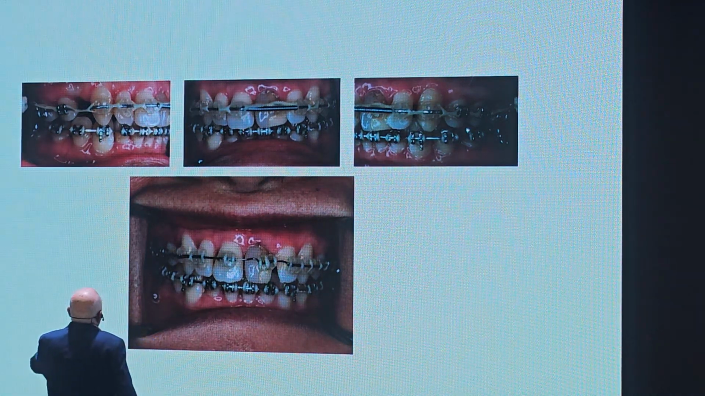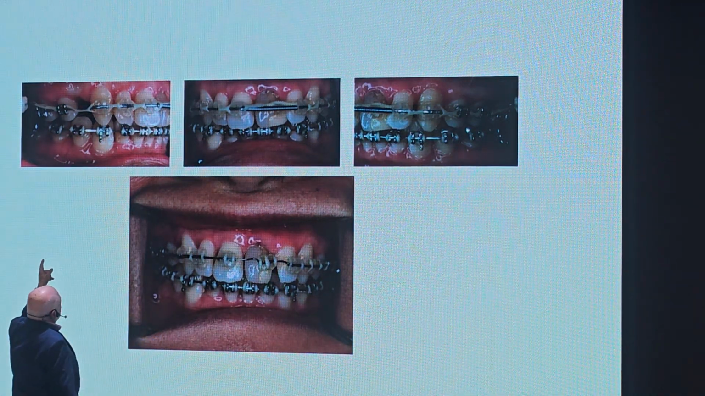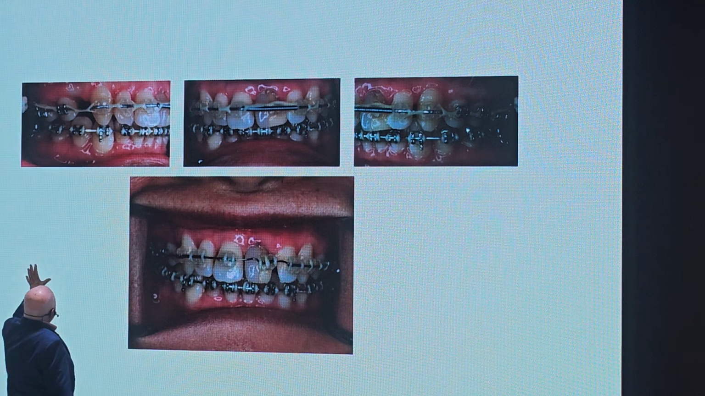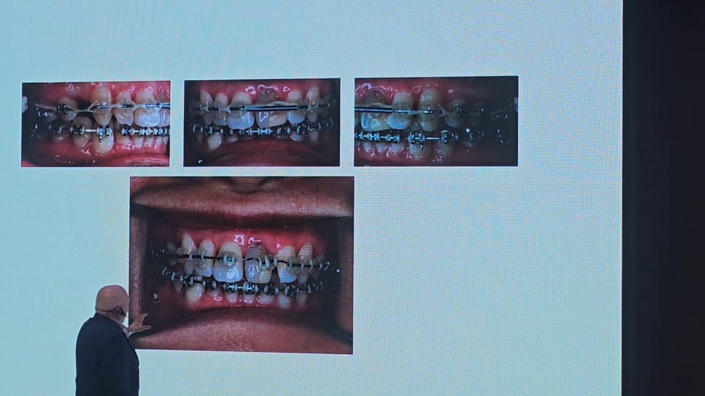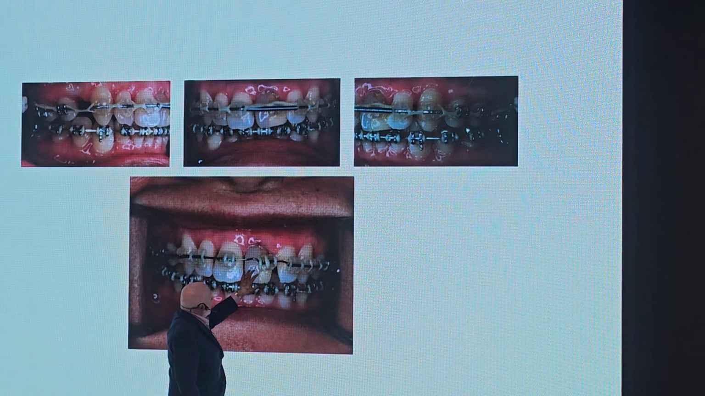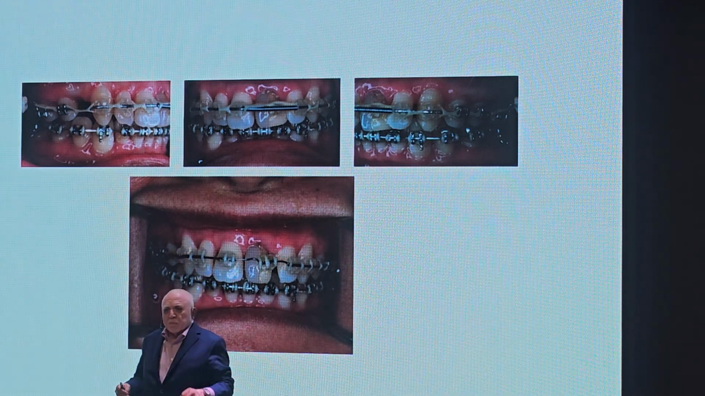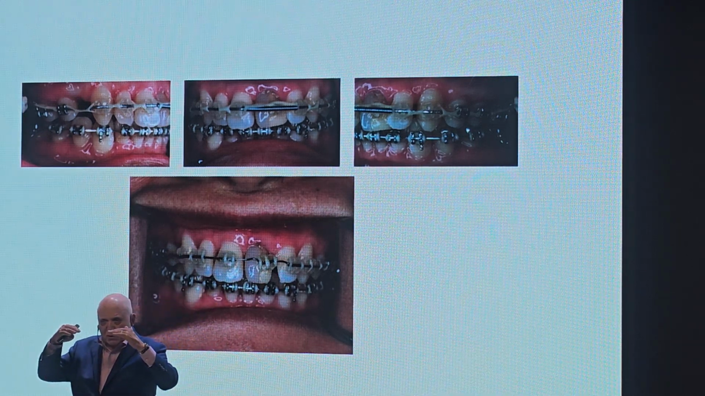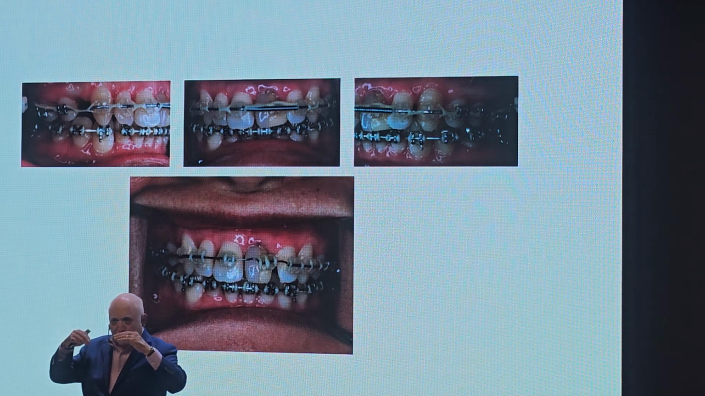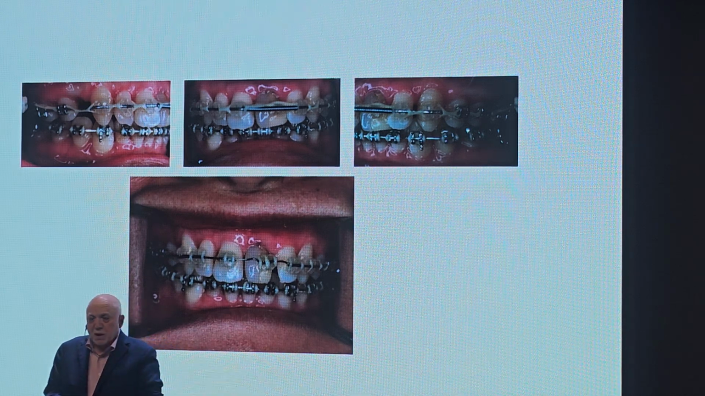So now, what you will see here is we are using straight wire mechanics to align the upper teeth. And you can see here, at this stage, we are looking at the gingival margins. We take the X-ray of the patient, and we look at the bone levels to see if they are at the same place.